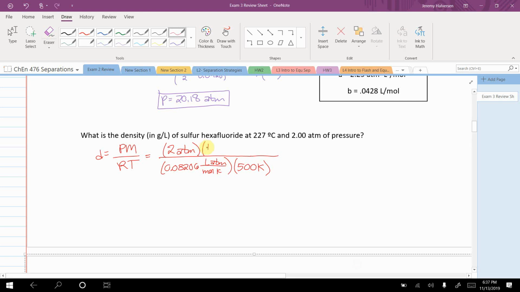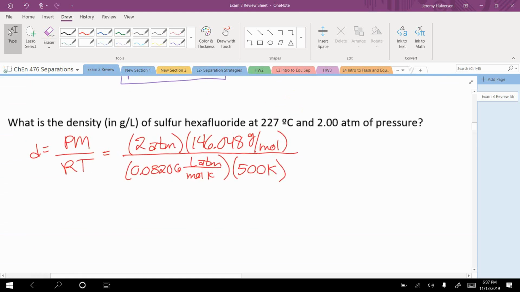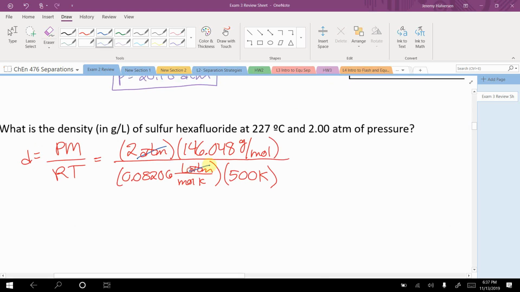All right. I got 146.048 grams per mole. Just for fun and for Lauren, let's look at what happens to the units. So I've got atmospheres on top and atmospheres on the bottom of the bottom, which is the same as being on the top. If I divide by a fraction, it's like multiplying by the reciprocal. So those moles and Kelvin are like being on the top of the line. If that doesn't make sense, whatever, you probably won't be checking your units anyway.